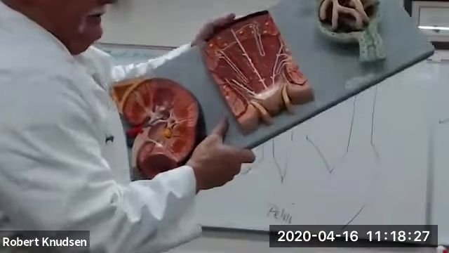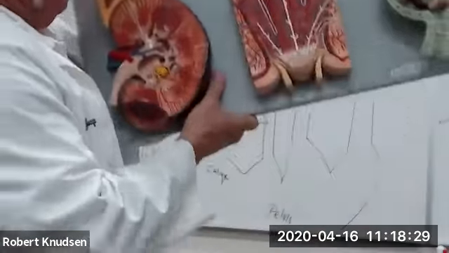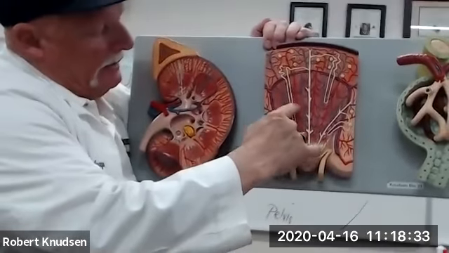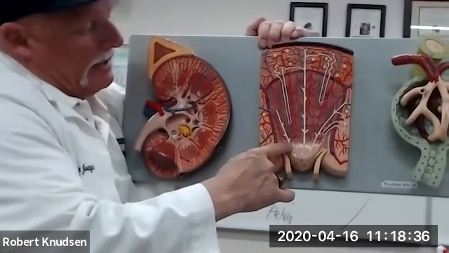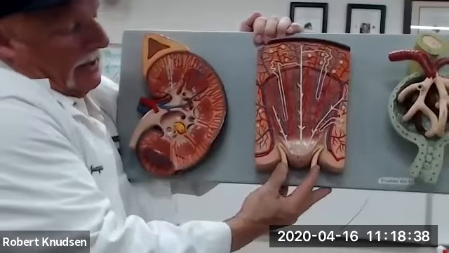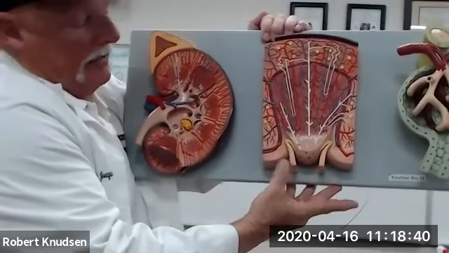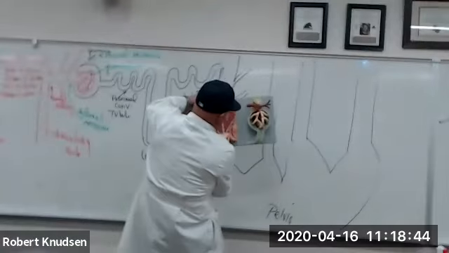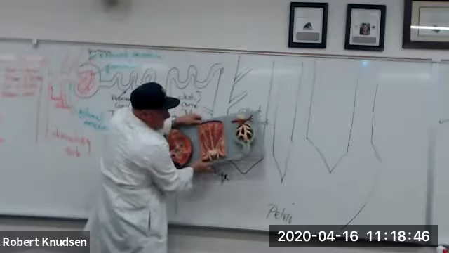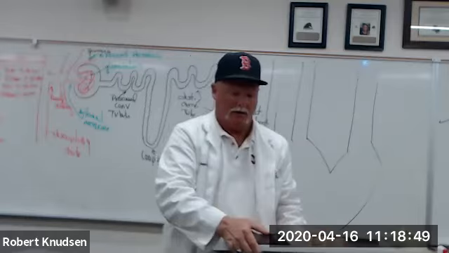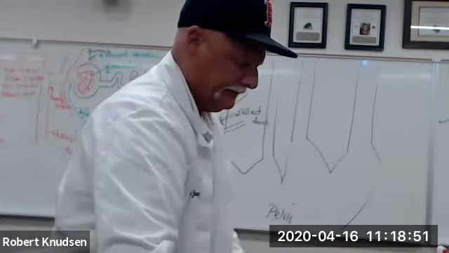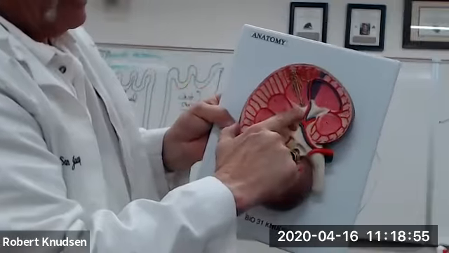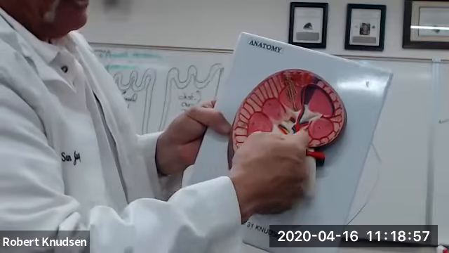Okay, this model here. You see this collecting duct? Here's another collecting duct and another collecting duct coming into this part right here. This is a calyx. That's just what I drew right here. Look. You see it? Here it is on this model. Calyx, calyx, calyx.